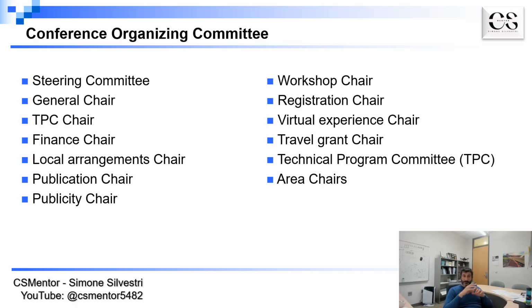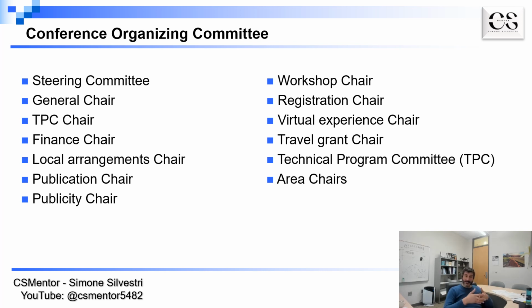There are, however, a bunch of other chairs that are involved in the conference organization, such as the finance chair, who generally takes care of the finances, such as the budget, expenses, etc. The local arrangements chair organizes, for example, restaurants, hotels, venues, transportation, etc. The publication chair is in charge of preparing the camera-ready versions and basically the proceedings of the conference, which are going to be published on the website of the sponsor of the conference, such as, for example, IEEE or ACM.